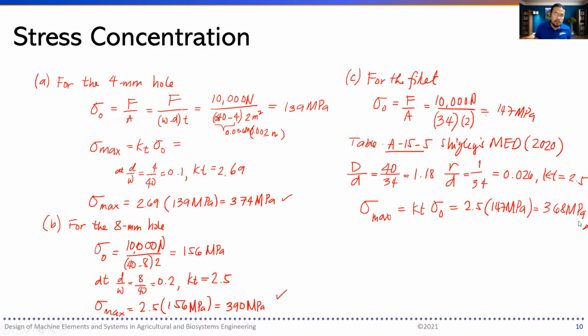So based on these values, it can be concluded that the 8 millimeter hole will have the greater tendency to cause the failure of this design, or the structure. The 4 millimeter hole is going to come in second, while the fillet is going to cause it least.